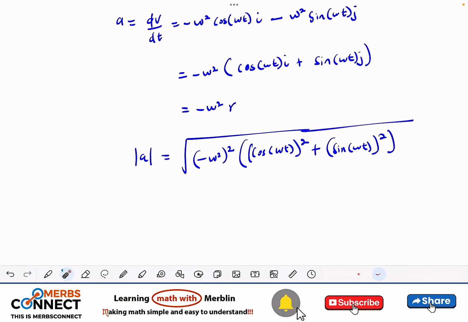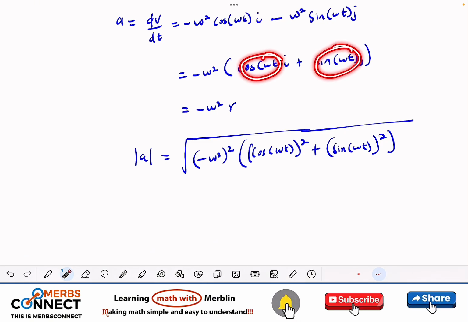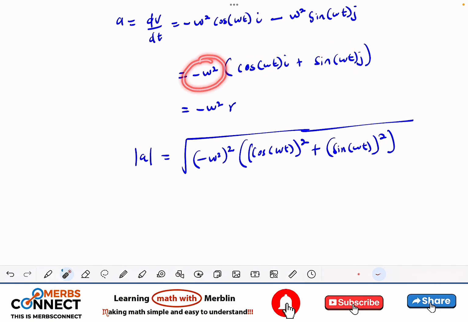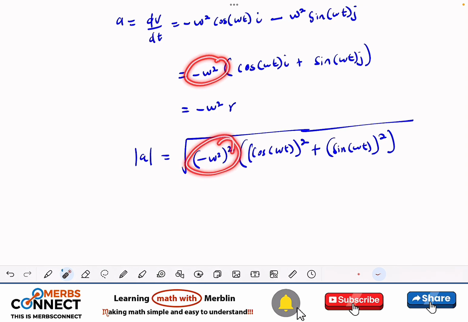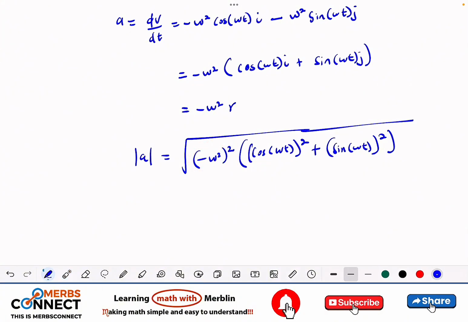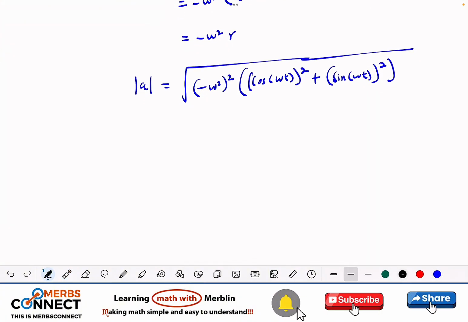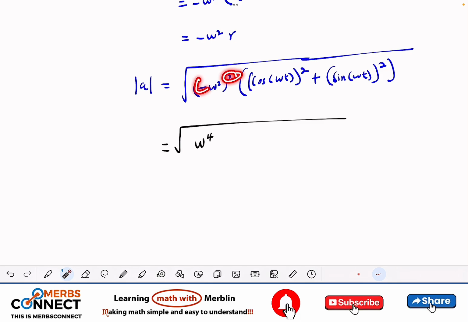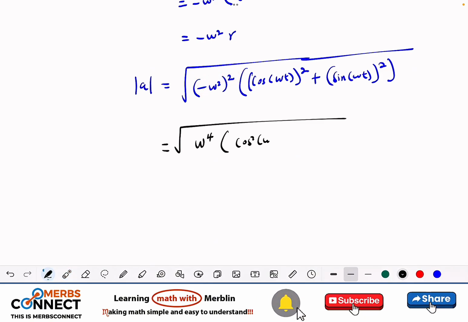So I was just picking the coefficient of i and j, right? And then I did this one. This one is multiplying this, so it's just a scalar. So I just need to square it because of the minus. That's the reason why I need to do this. So this is going to give us the square root of omega to the power 4, because when I square the negative, it will be positive. And then in bracket here, I'm going to have cos squared omega t plus sine squared omega t.